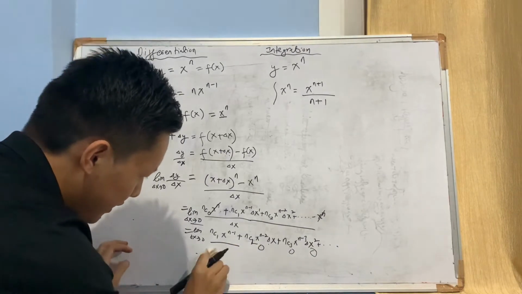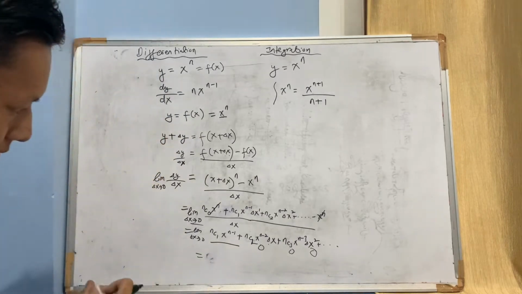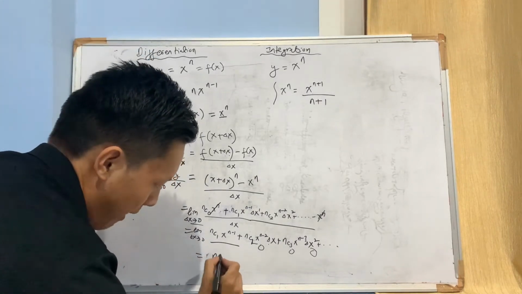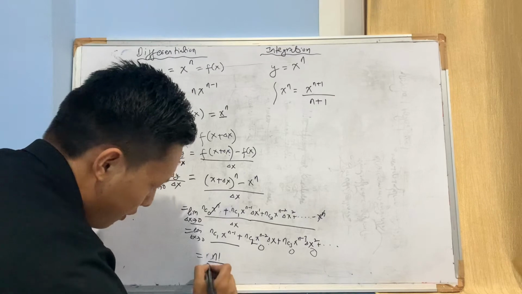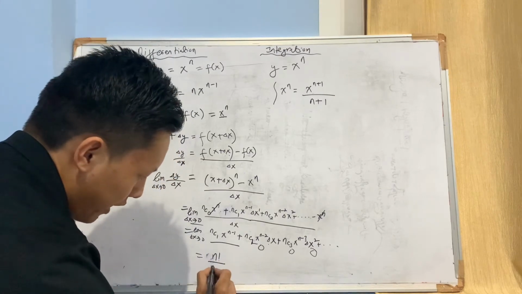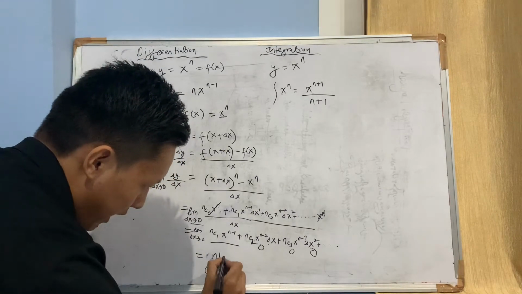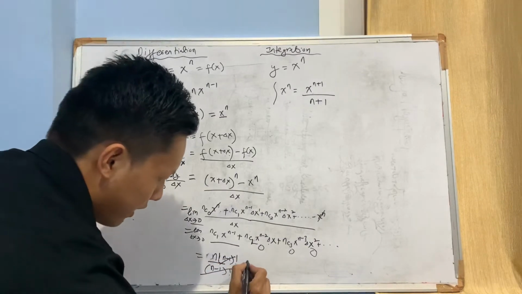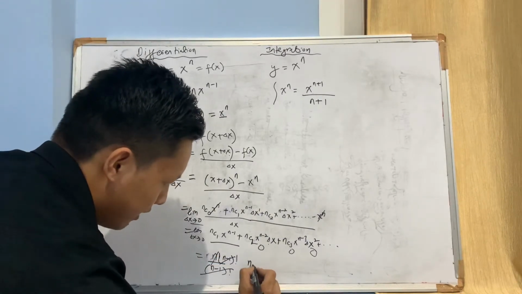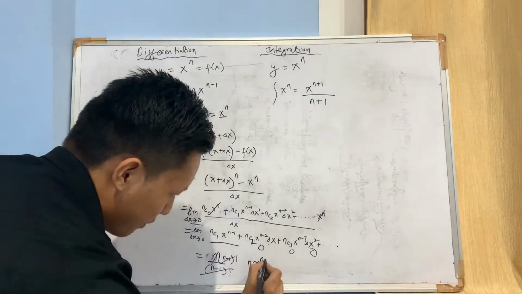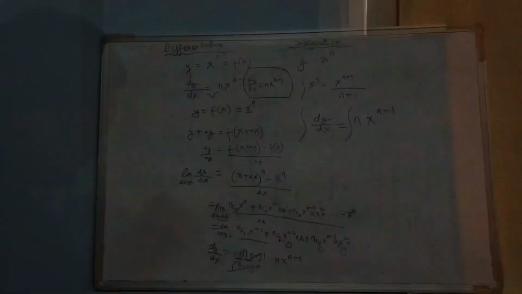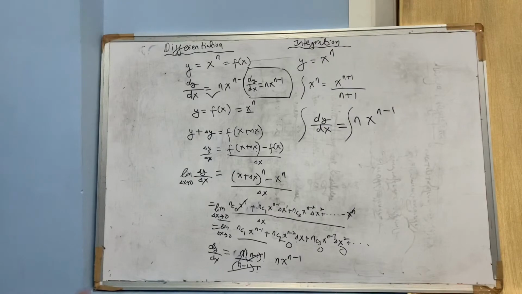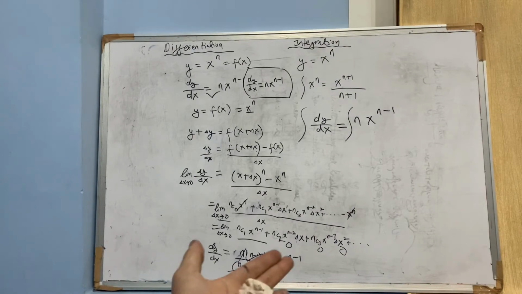And we know that nC1 is what? nC1 is equal to n, right? n factorial upon (n minus 1) factorial, right? So this will be (n minus 1) factorial, and it gets cancelled, right? So we get n. So this is n, x to the power n minus 1. So when Δx tends to 0, what we get is dy/dx equal to n x^(n-1), right?